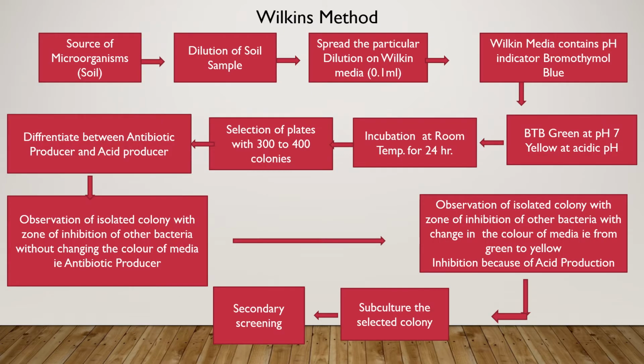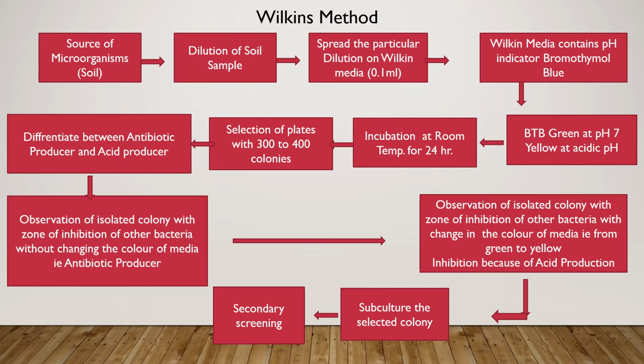Now let's see in detail the Wilkins method for primary screening of antibiotic producing organisms. Here we are going to consider soil as a source of organisms. Do the proper dilution of soil, just to reduce the load of organisms. Then select a particular dilution of the soil sample, take 0.1 ml of the diluted soil sample and spread it on the agar media.